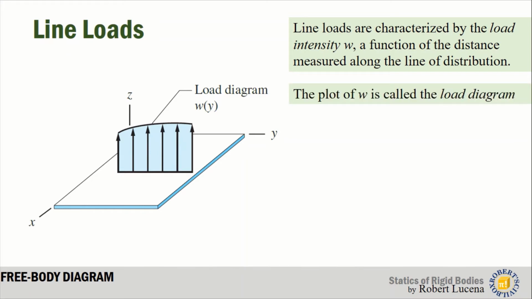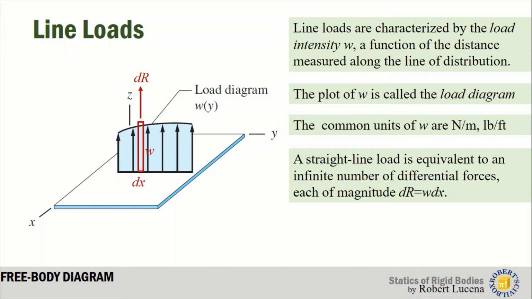So w is commonly expressed in terms of Newton per meter for SI and pounds per foot in US customary units. The plot of w is also called the load diagram, and here are the common units which I have discussed. Since the unit of the load diagram is Newton per meter, that means that for every value of length, there is a corresponding force. Okay? So a straight line load is equivalent to an infinite number of differential forces.